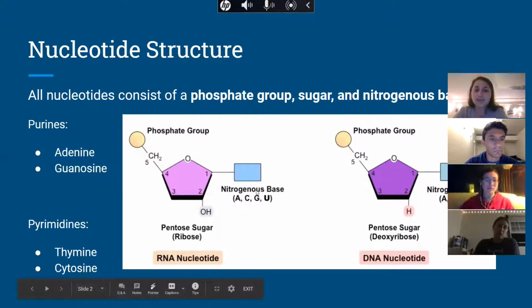All nucleotides consist of a phosphate group, sugar, and a nitrogenous base. That's what makes it a nucleotide. If you see a nucleoside, that's something very different. Don't get them confused.